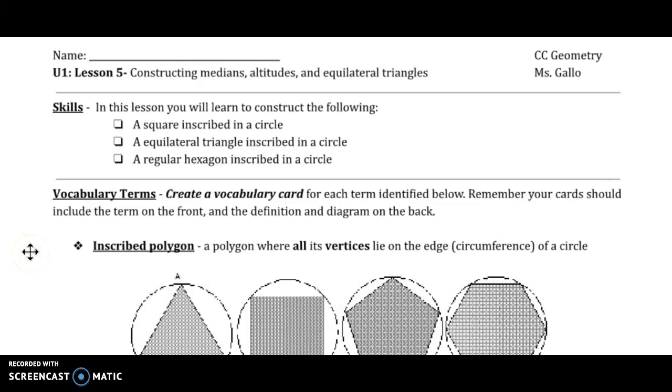This is Unit 1, Lesson 5. Oh, I have to change the name of my lesson. I made a mistake there. This is constructing a square, an equilateral triangle, and a regular hexagon.